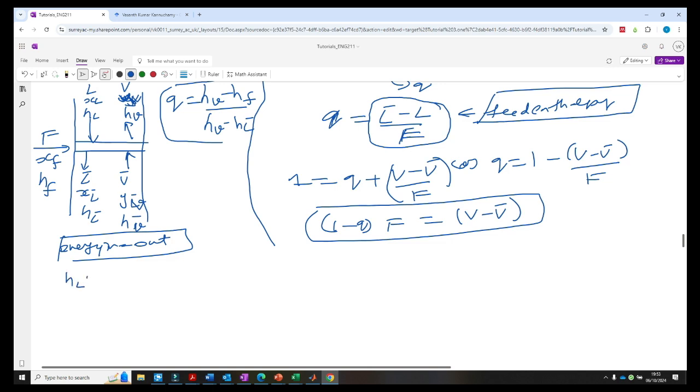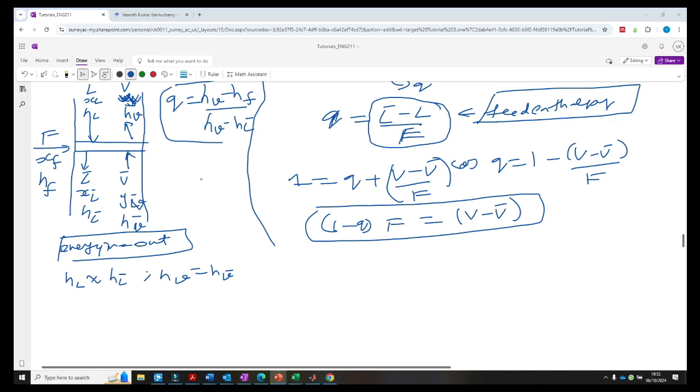So it is reasonable to assume the quantity of heat that this stream carries and the stream that leaves the feed plate is almost similar. So we can assume HL is equal to HL dash, and similarly HV equal to HV dash. So we are assuming that the enthalpy of both streams is the same, and that's why we are making assumptions like that. And now let's do the energy balance.